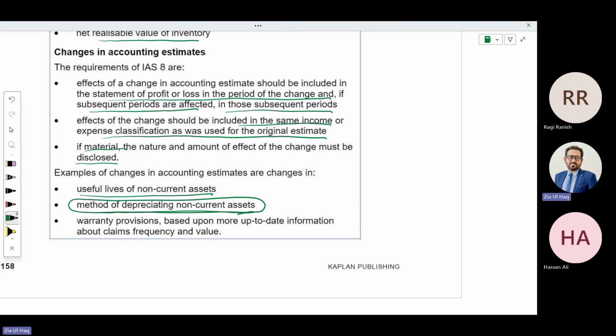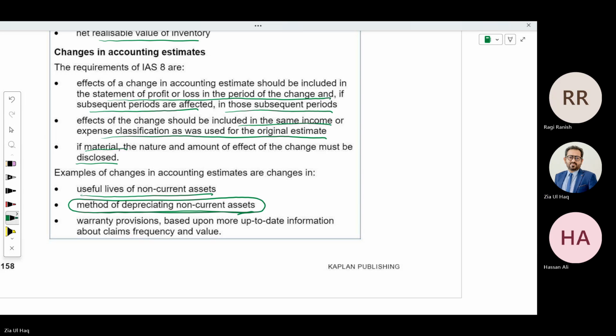You are not changing the measurement of the asset. According to the previous method, you are calculating the asset measurement as cost less accumulated depreciation. You are still calculating the carrying value as cost less depreciation, only the depreciation calculation pattern has been changed. That's why it is called an estimate change rather than a policy change.